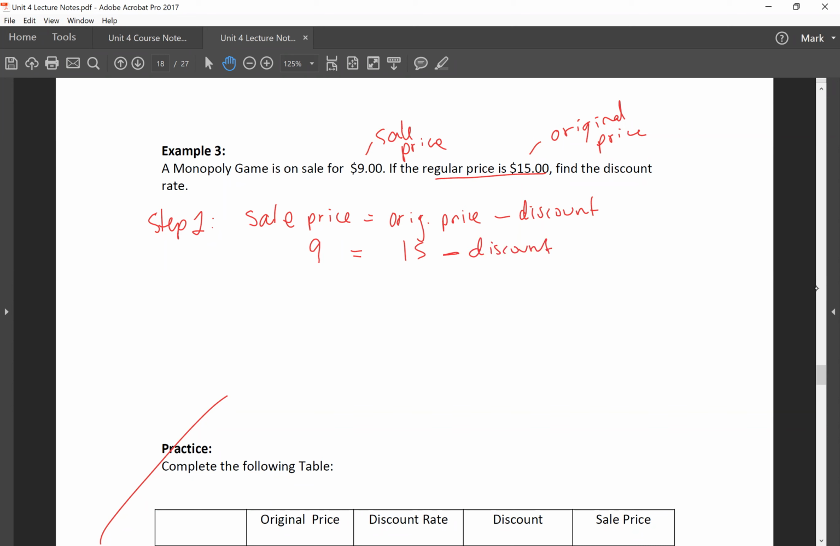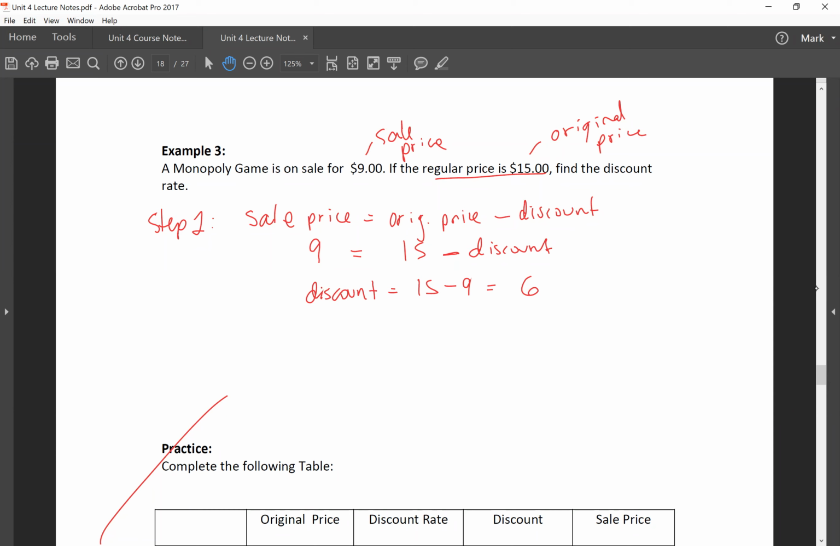Now, you guys could solve this in your head, I'm sure. Think about it. $15 is on sale for 9. You're saving $6. You don't need to show me workings for this. But when I solve this equation algebraically, it's going to be 15 minus 9, or $6. The regular price is 15. The sale price is 9. 15 minus 9, 6. Easy.